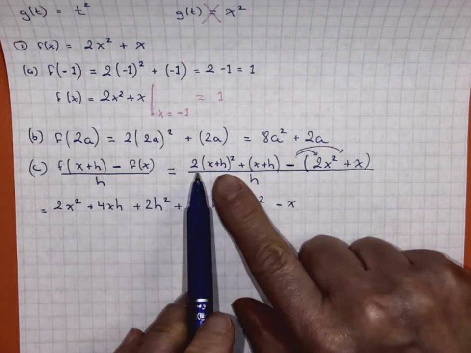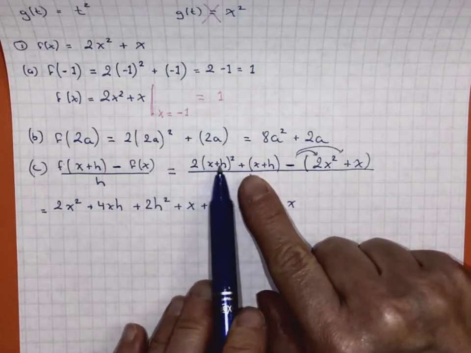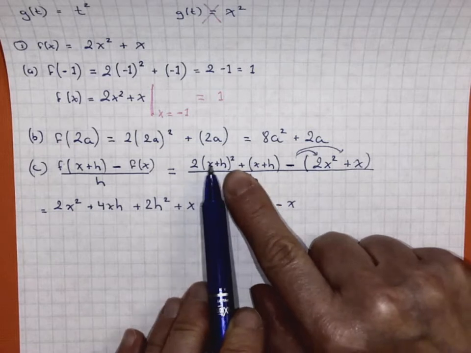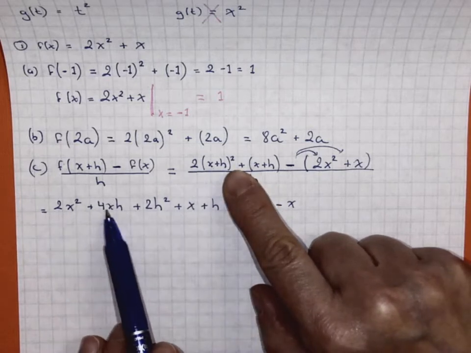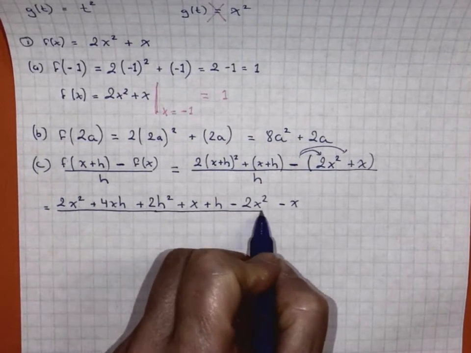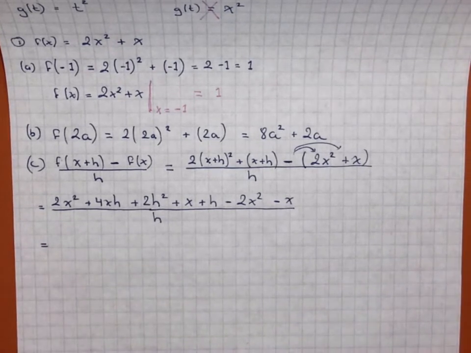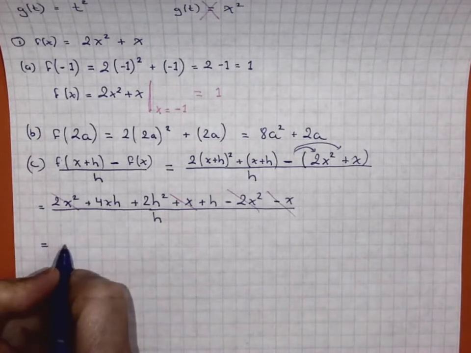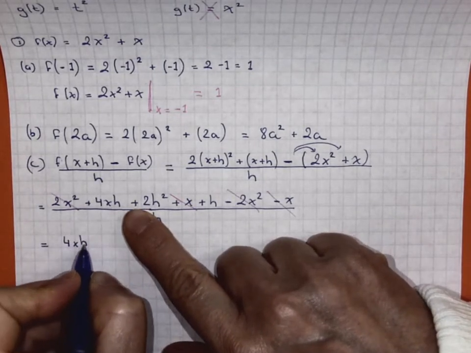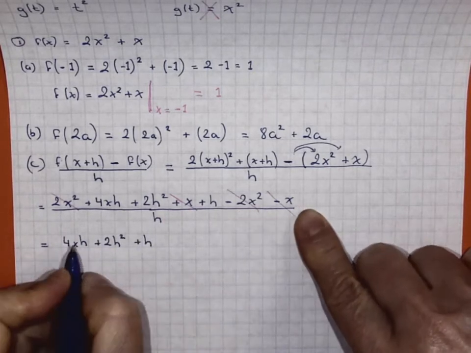Let's make sure we have that right before we keep going. So this binomial becomes x squared plus 2xh plus h squared, and then we multiply all of that by 2. So 2, 4, yes, okay, so we're good. All of that still over my h. And now I'm going to see if I can simplify anything. So let's look. I have a positive 2x squared and a negative 2x squared, a positive x and a negative x. And I think that's it. So what's left over up here? Well, I have a 4xh left over, and a plus 2h squared, and a plus h, and that looks like it's it.